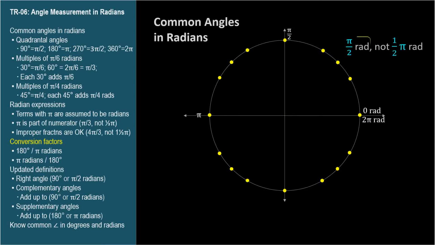When expressing radians as a fraction using pi, we include pi in the numerator, so we say and write pi over 2 radians, not 1/2 pi radians. Just put pi right in the numerator. If it's clear from context that a number that includes pi is an angle measurement, we don't have to explicitly include the radians label, because we assume that any angle measurement that includes the pi symbol is measured in radians.